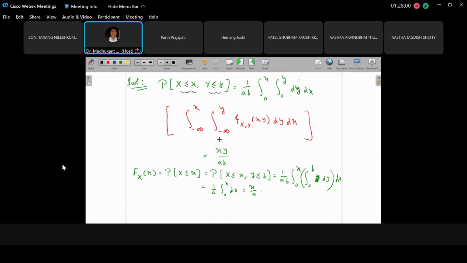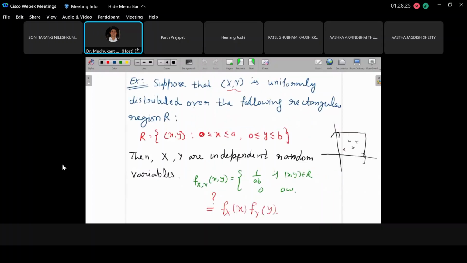See, one thing: if you try to identify fx of x from here to here, the marginal CDF, it is going to come out as x by a, which is nothing but the CDF of a uniform random variable. So it is not necessary to assume that. If it is assumed that xy is uniformly distributed over the following rectangular region R, then they will automatically come out as uniform random variables. So it's not required to assume. If two uniformly distributed random variables have a distribution which is not rectangular, then they would be dependent, or they won't be independent.